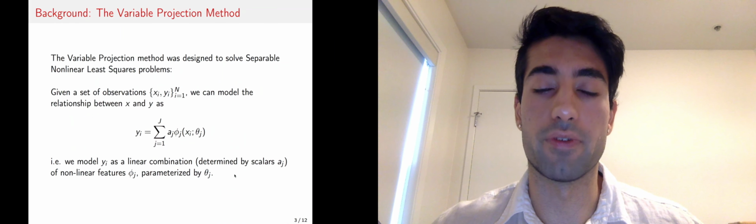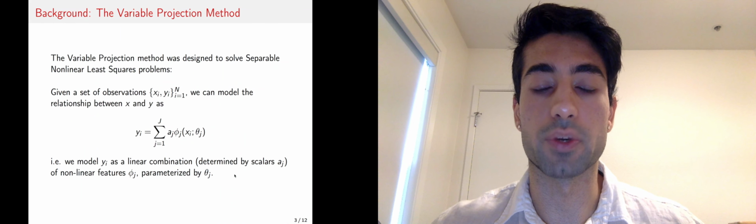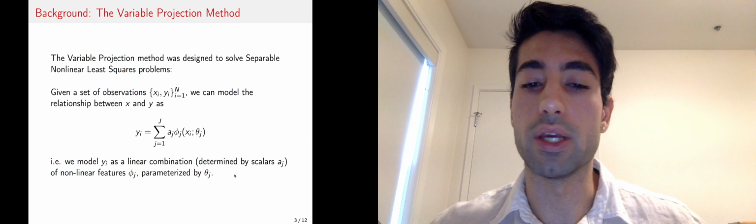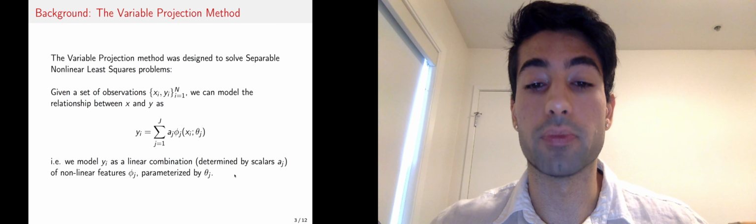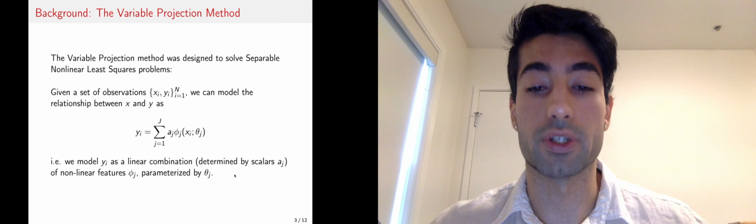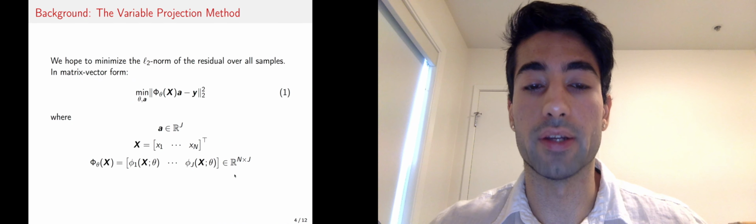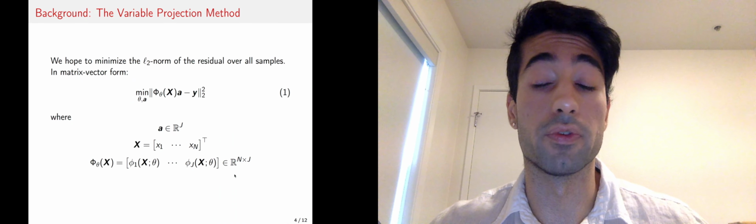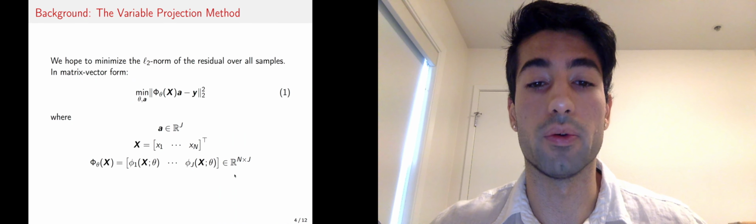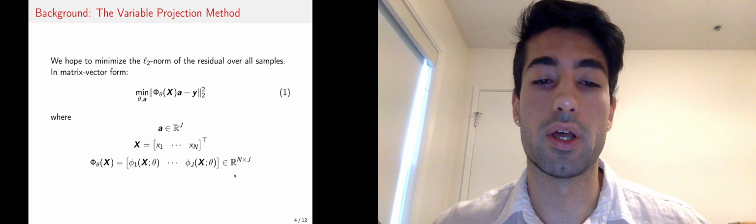So some background on the variable projection method. It was designed to solve separable nonlinear least squares problems, where we model the relationship between input and output via a linear combination of nonlinear functions. When written in matrix vector form and minimizing the L2 norm of the residual over all the samples, the optimization problem is given in equation 1 here.